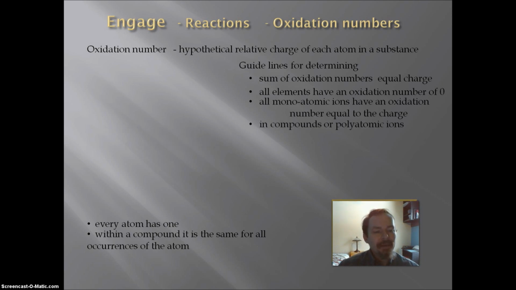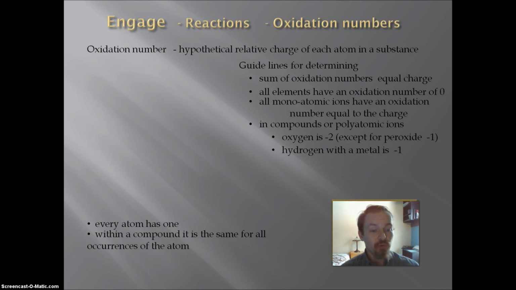If we're going to work with compounds or polyatomic ions, we're going to start with the same idea. The sum of oxidation numbers equals the charge, but we have to use some other guidelines. If our compound has oxygen, the oxidation number of oxygen is -2 unless we have a peroxide. If it's a peroxide, it's -1. If we have hydrogen, and the hydrogen is joined with a metal, or next to a metal, it's going to have an oxidation number of -1. If the hydrogen is with a nonmetal, it has an oxidation number of +1.